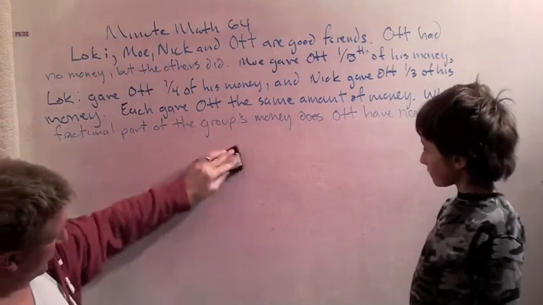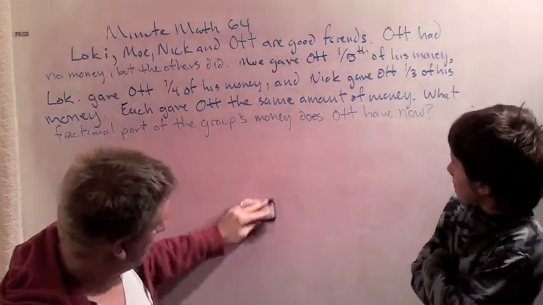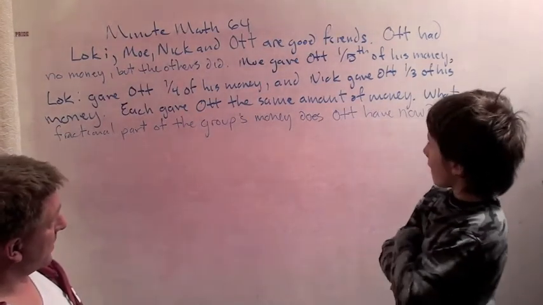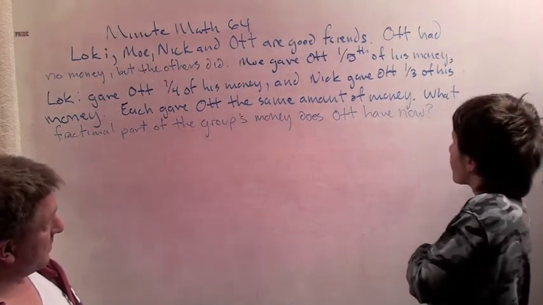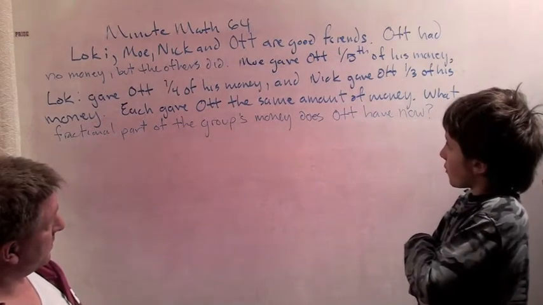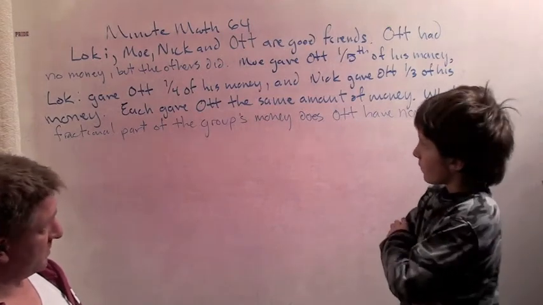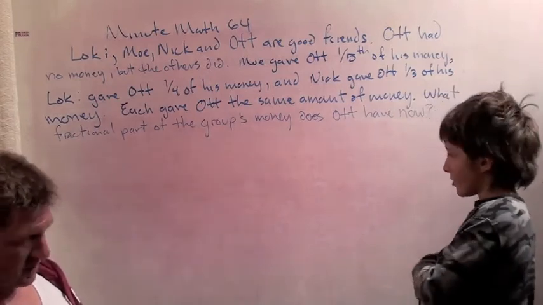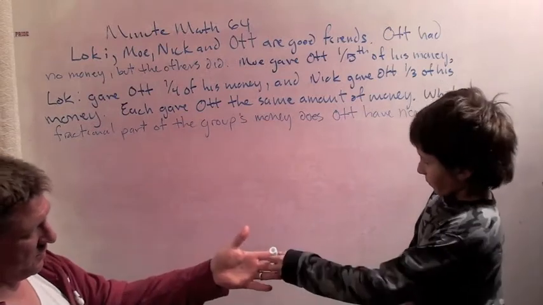Pretty interesting. Do you understand what's going on in the problem? Yeah, we've got 4 friends. One of them doesn't have any money, but all the others do. And 1/5 of Mo's money is 1/4 of Loki's money, which is 1/3 of Nick's money. And what are we trying to figure out? How much of the group's money does Ott have now. Okay, great. How do you want to approach this problem?